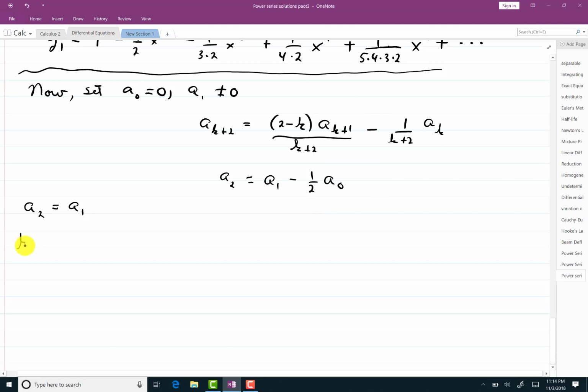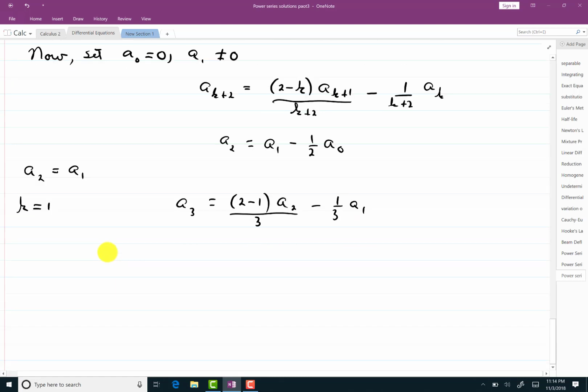So I'll start with k equals 1. And once again, that'll start me with an a sub 3. And that'll equal 2 minus 1, a sub 2, all over 3, minus 1/3 a sub 1. And then I get 2 minus 1, I'll get 1/3 a sub. Now a sub 2 is the same as a sub 1, so I'll change that. And so a sub 3 equals 0.